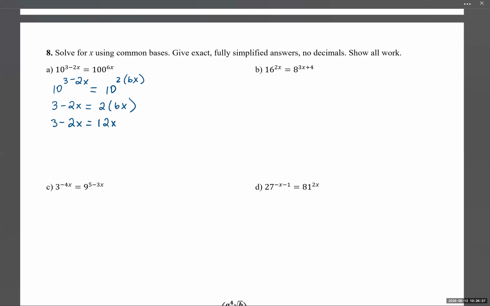Let's put all the x's on one side. So add 2x to both sides. And then divide by the number in front of the x. This is 3 over 14.